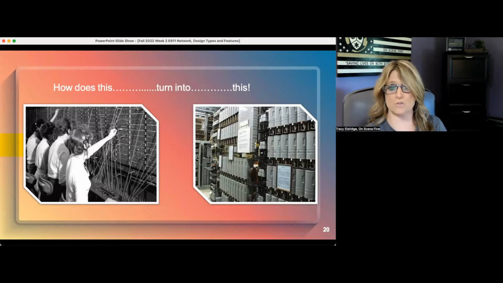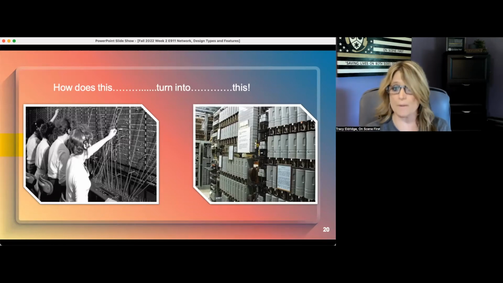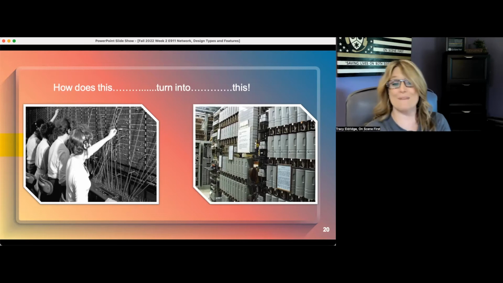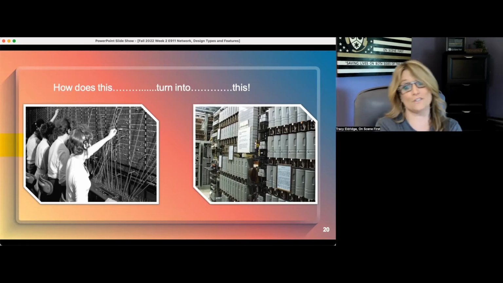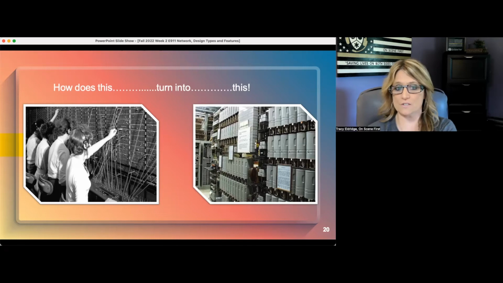And I just think the story is very interesting. And I'm all about stories, right? Because if I tell you a silly story, you might actually remember how this turned into this. So back in the old days, and then we moved to these switching containers. When you go into a central office, you're going to see little containers like these, which are switching calls automatically.